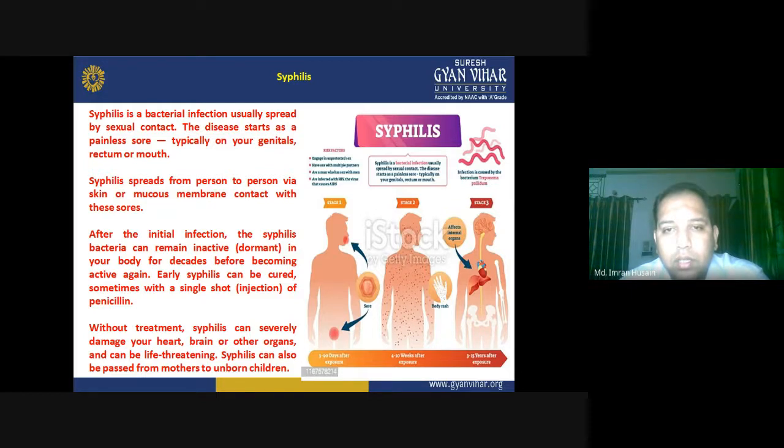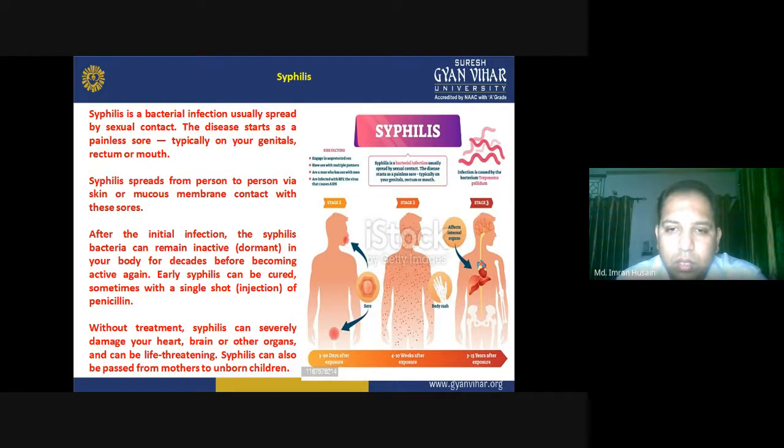Risk factors are: engaging in unprotected sex, having sex with multiple partners, being a man who has sex with men, and being infected with HIV, the virus that causes AIDS.